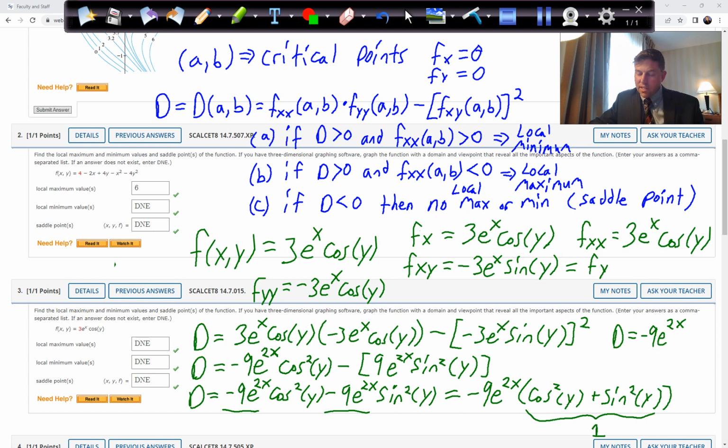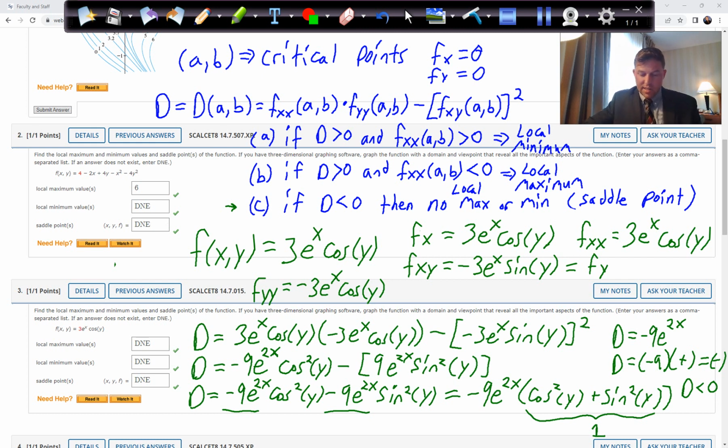Now e to the 2x is always a positive number. There's no x value you can pick that's going to make this negative. So this is like negative 9 times some positive number. That will always be negative. So this is going to be some negative number, which means d has to be less than 0. So we are forced to be in case C. Okay, but it turns out that we definitely don't have a max, we definitely don't have a min, because d cannot be greater than 0.